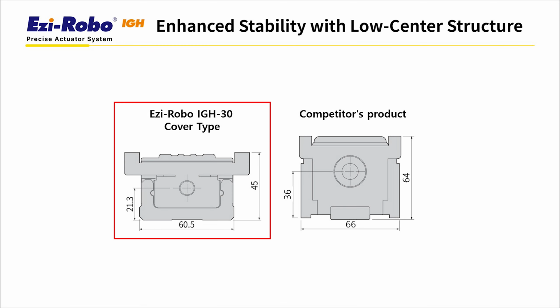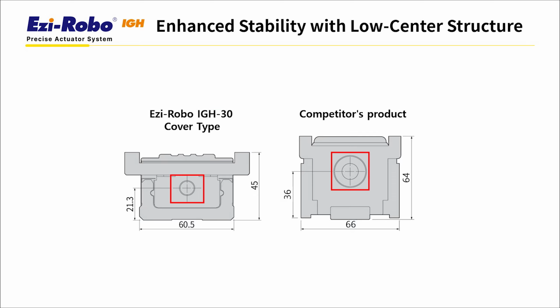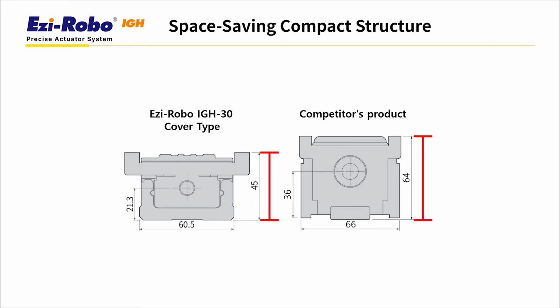Using the Ezi-Robo IGH 30 model as an example, let me explain the structural features in comparison with competitor products. The circular section in the center is where the ball screw is mounted. Compared to competitor models, it features a low center of gravity design, which enhances running stability. It also offers an advantage in installation space, thanks to its lower installation height compared to competitor products. You can see that there is a 19 mm difference in height.